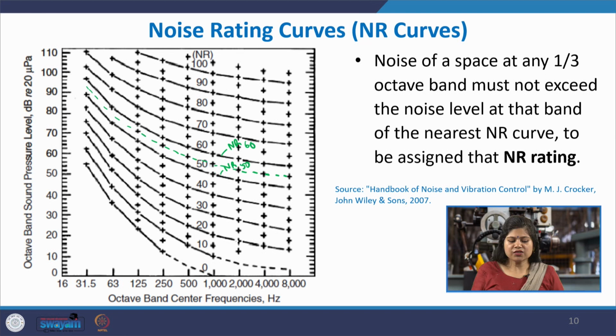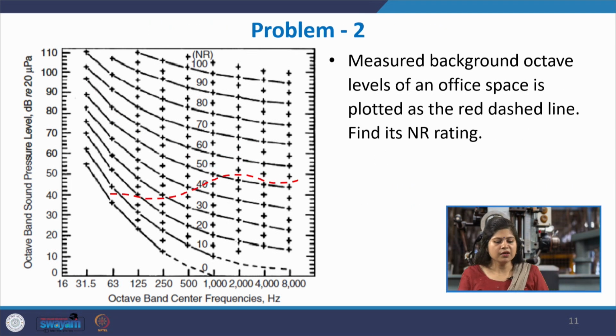And similarly, just like you have the NC rating, you have the NR rating. What it means is that you find the 1/3 octave spectrum of that environment, plot it against the family of NR curves, and see which is the closest highest curve where at no point the 1/3 octave spectrum of the environment exceeds the corresponding value of that NR curve, just like how we did for the NC curve. So, let us again see an example.